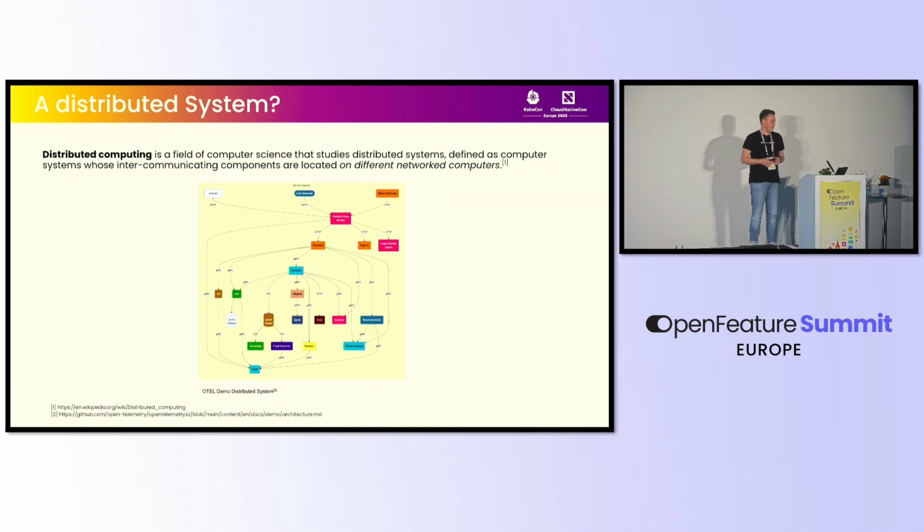Okay, when we talk about the problems of distributed feature flagging, first we have to ask what does distributed actually mean. When we talk about distributed feature flagging, we're talking about using feature flags in a distributed system. And then the question is, what is this? Here I have the definition from Wikipedia: distributed computing is a field of computer science that studies distributed systems, defined as computer systems whose intercommunicating components are located on different network computers.